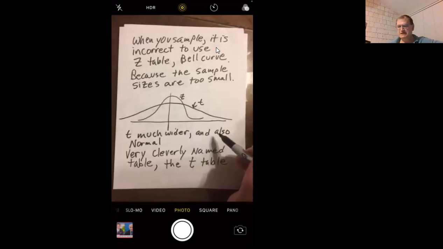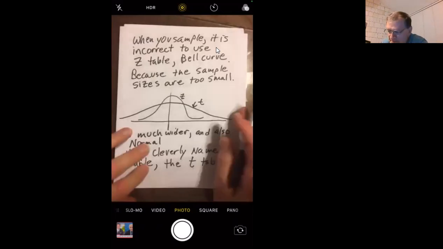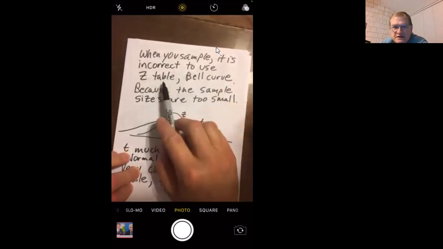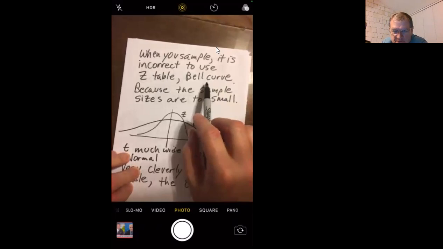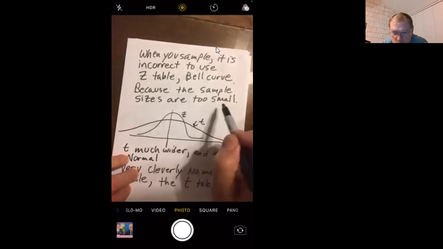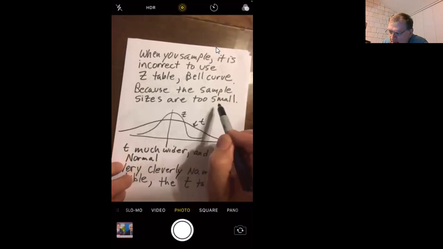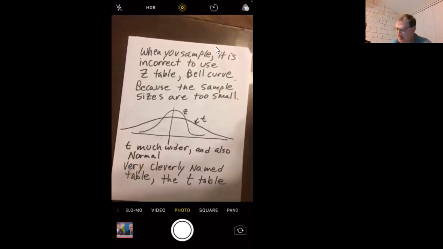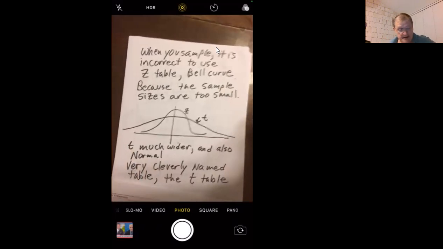Okay, the next issue is that when you sample, it is incorrect to use the z-table, the bell curve that we've been using. And this is because the sample sizes are too small. So what happens is, someone in the 1920s who was working at a brewery, working on beer, was taking sample sizes off the production line. They explain this on page 407.